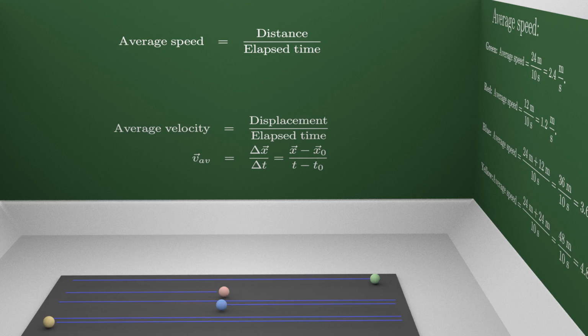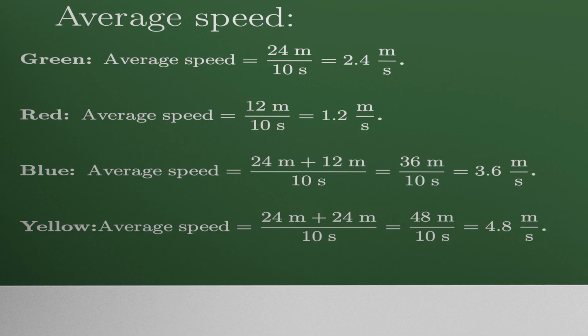The blue particle firstly crosses 24 meters and then 12 meters, all in 10 seconds. Therefore, its average speed is 3.6 meters per second. When it comes to the yellow particle, we can see that it goes twice 24 meters in 10 seconds, which of course represents a speed of 4.8 meters per second.